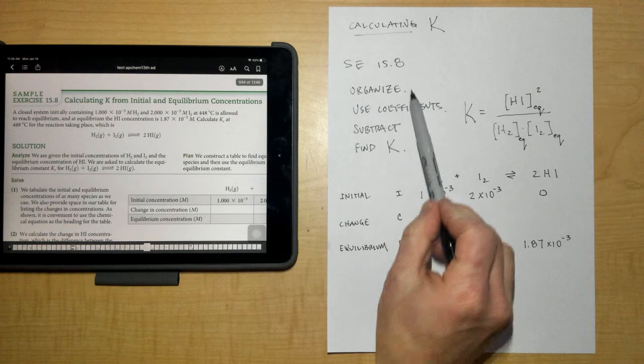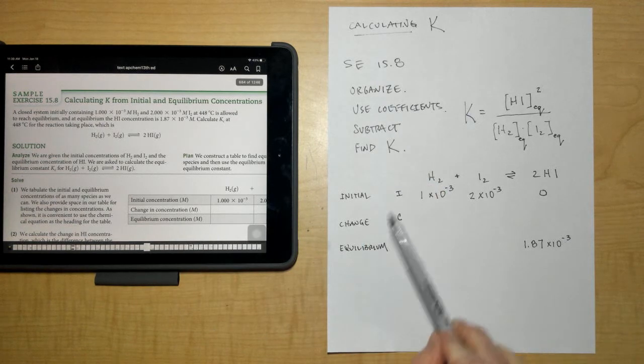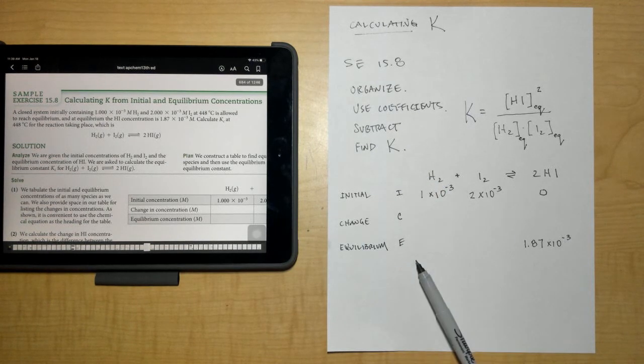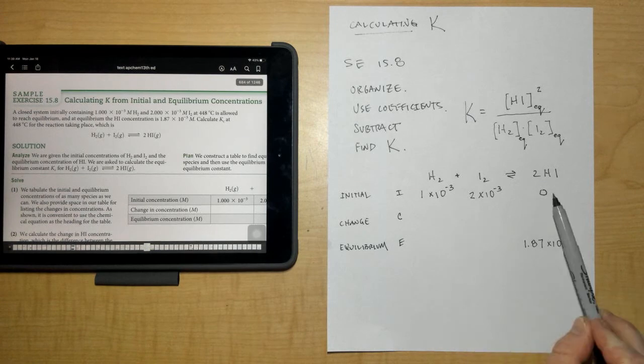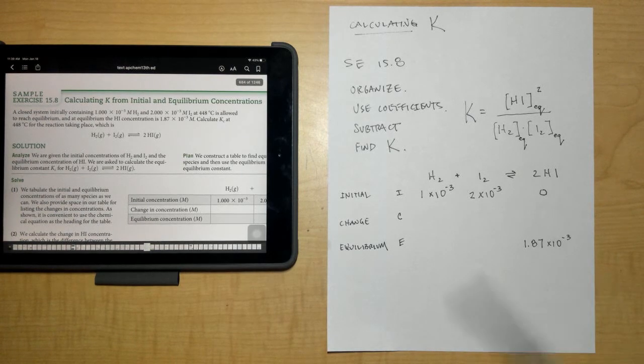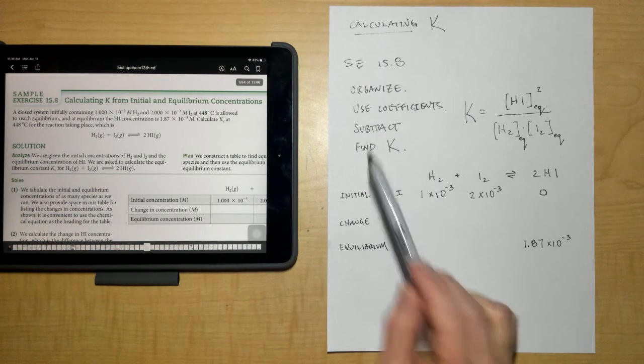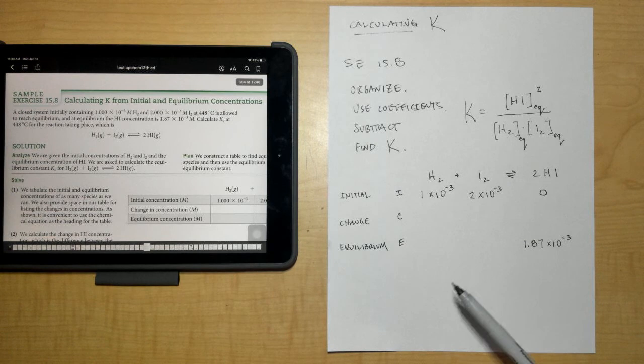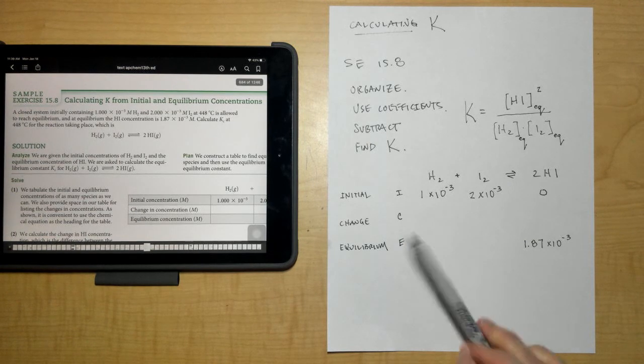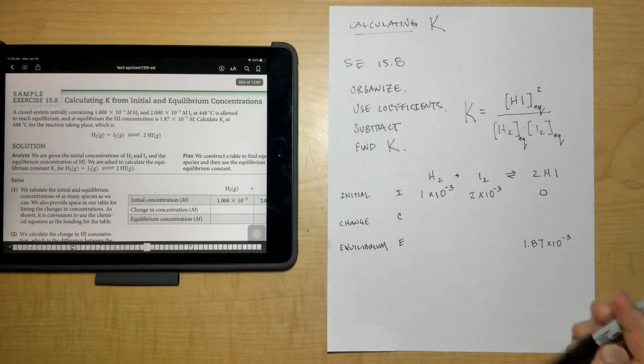Okay, so that's organization. First, organize the ICE table, initial, change, equilibrium, with the values that they give you in the question. Once you've organized that, you can start to do some subtraction, using the coefficients to figure out how much of things were produced or how much stuff disappeared from one side to go to the other.